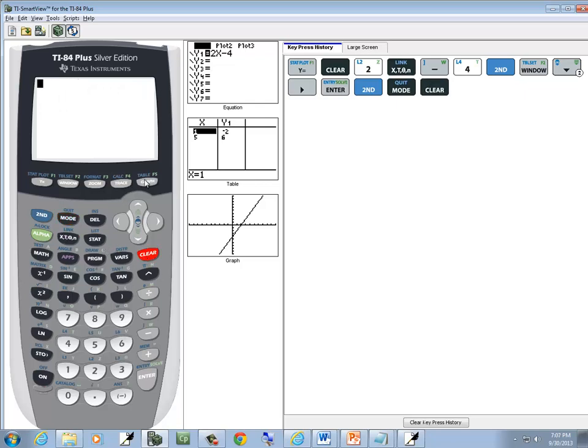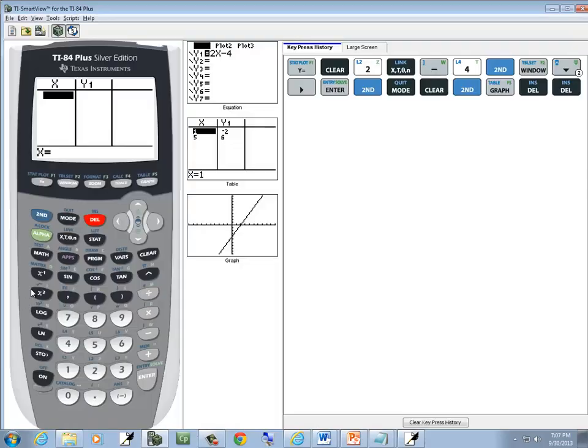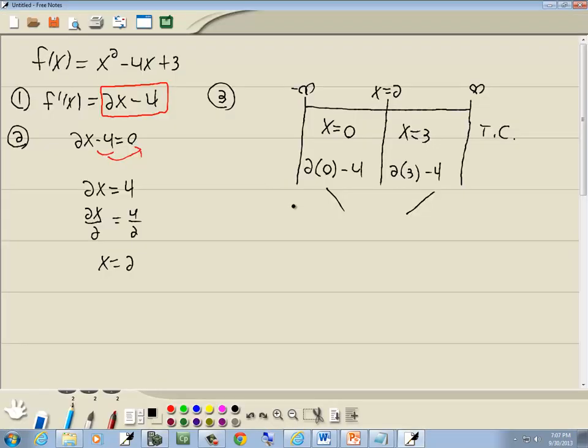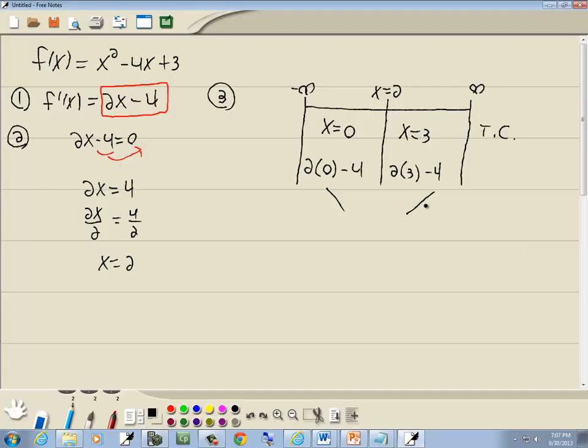So now we're going to go into the table feature. So we'll do second graph. And if you have numbers here, you can press delete to clean them out. And we've got test cases of 0 and 3. So if I put 0 enter, 3 enter, you see that 0 gives me a negative number, so it's decreasing. 3 gives me a positive number, so it's increasing. Now we could care less what those values are. All we're trying to figure out is the sign, whether it's positive or negative.